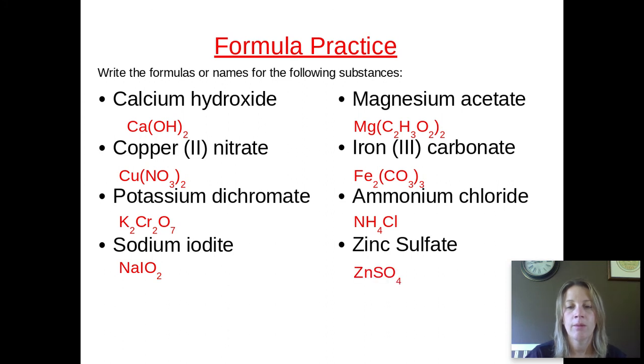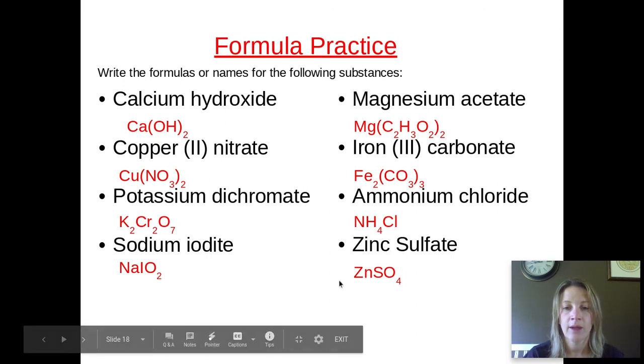Ammonium chloride. Ammonium is a positive polyatomic ion with a +1 charge. Chloride, since it ends in IDE, we know that it is just the element chlorine by itself. So that is our formula. And then it popped up a little quicker, but zinc sulfate. Zinc does have a +2 charge.